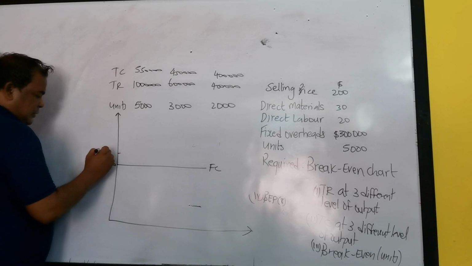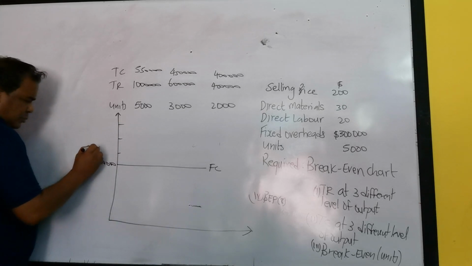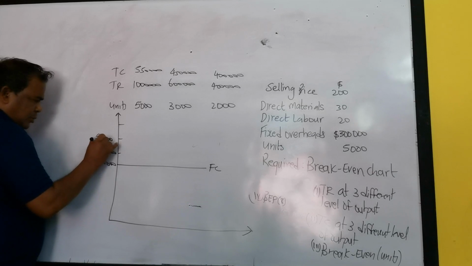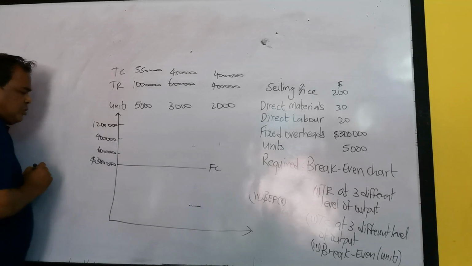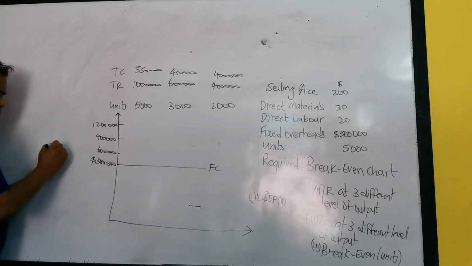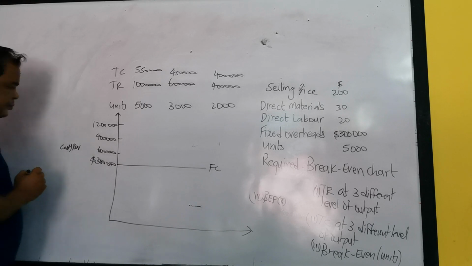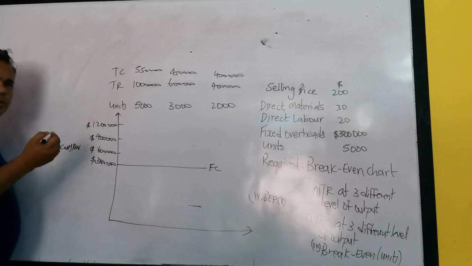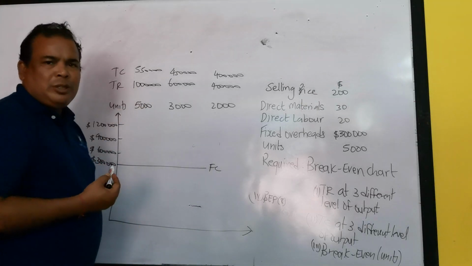300,000, 300, 600, 900, 1 million 200. 300,000, this one 600,000. We add 300,000 for 2. Then we get 1 million 200, approximately. So this is cost and revenue. You can put any figure, but it should be within the range of 1 million.